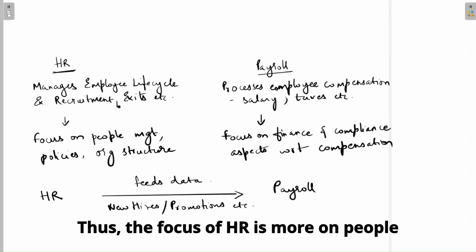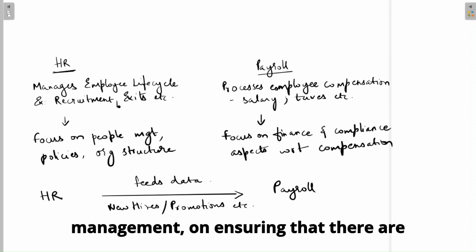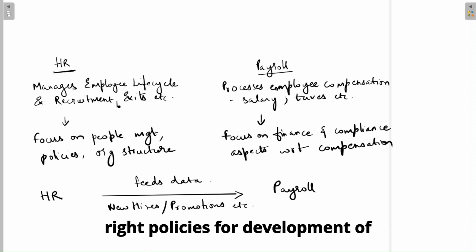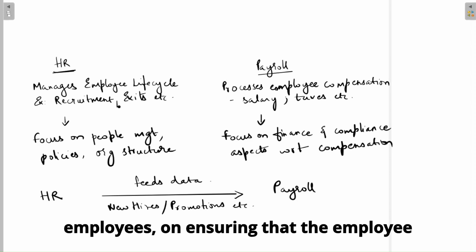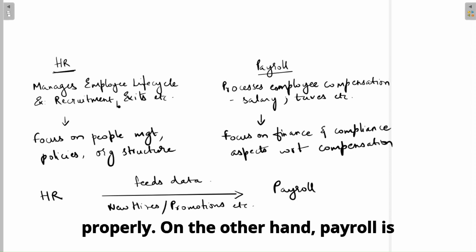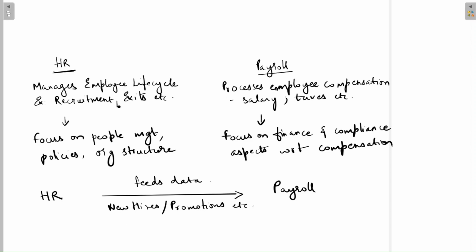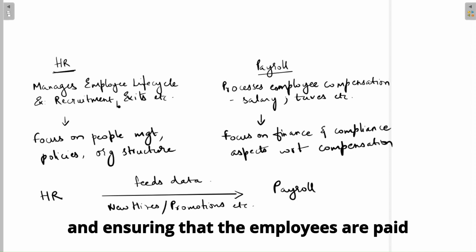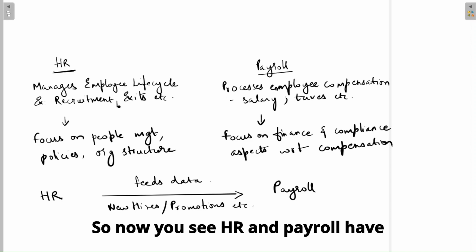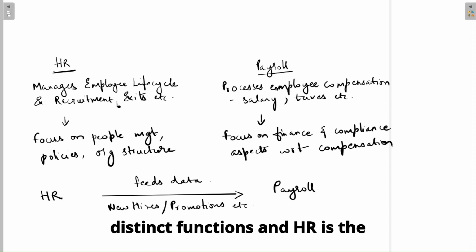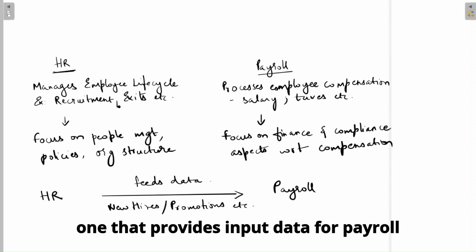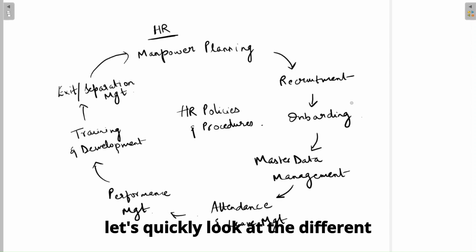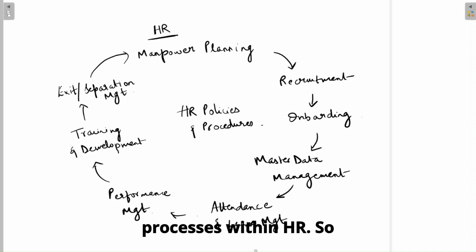Thus, the focus of HR is more on people management, on ensuring that there are right policies for development of employees, on ensuring that the employee records or master data is maintained properly. On the other hand, payroll is the function that is responsible for accurate computation of employee salaries and ensuring that the employees are paid on time. So now you see HR and payroll have distinct functions, and HR is the one that provides input data for payroll computation. So let's quickly look at the different processes within HR.